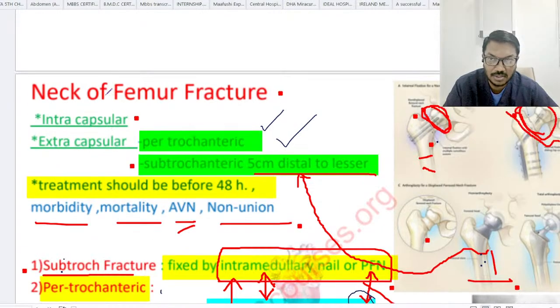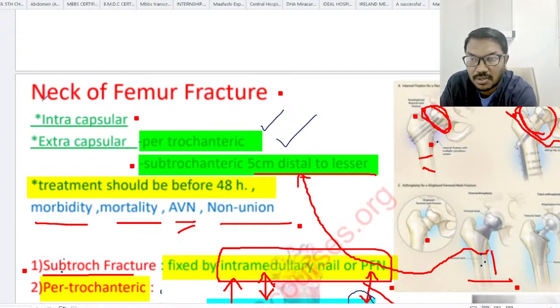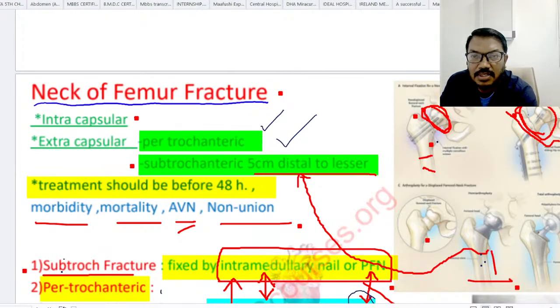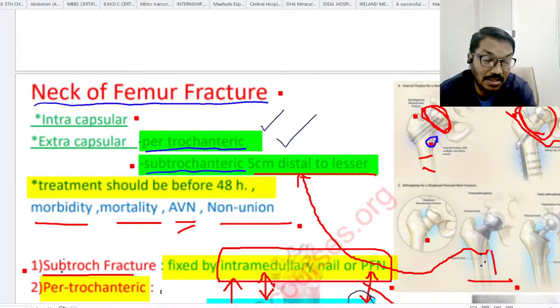Hip fracture. We are reading neck of the femur fracture. Remember, we studied neck of the femur before, Garden. Now this is another classification based on the capsule, intracapsular and extracapsular. Extracapsular is also divided into two: pre-trochanteric and subtrochanteric. There will be the trochanter. This is the greater trochanter, and this is the lesser trochanter. So first is intracapsular, then extracapsular.